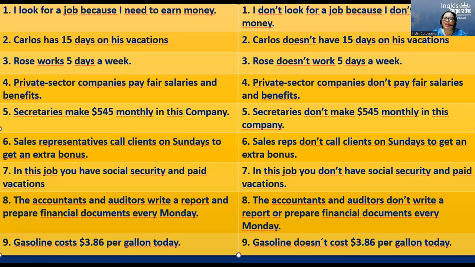Helen, can you read, please, the affirmative number five? Secretaries may earn 545 monthly in this company. Okay, let's try saying the amount again. 545 dollars. Exactly. But ahora Helen lo va a decir completo, okay? Secretaries may earn 545 dollars monthly in this company. Great job. Yes, that's correct.